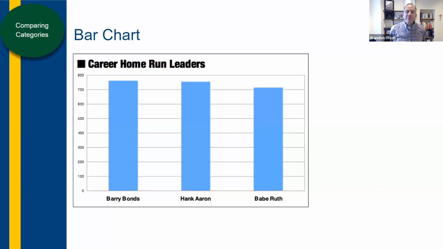So when doing data visualizations, really the bar chart is your default choice. This is a great way to show both X and Y axis, and a great way to compare categories. So in this case, we see the career home runs of Barry Bonds, Hank Aaron, and Babe Ruth. And we're able to clearly see that they're very close, but there are some differences. And we have a good idea of the approximate number of home runs each of these players had over their career.